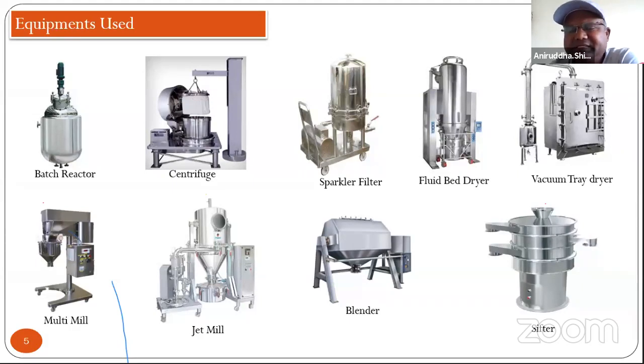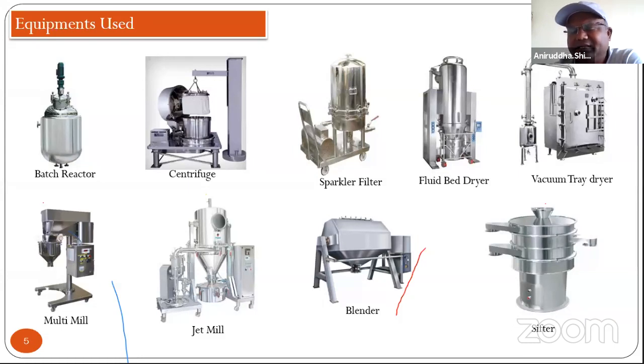CAD mill has the same principle, impact and cutting, but the rotor's rotation is more than 4000 RPM. And the multimill has an RPM of less than 3000. So definitely, with more RPM and more sharpened edges on your blade, impact blade or beater, your size reduction will be good. Okay, so this is about size reduction.